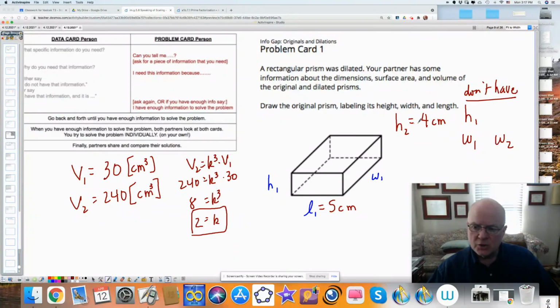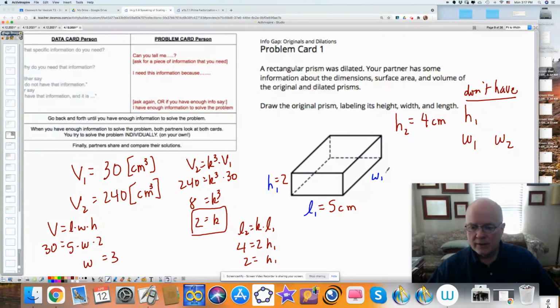We know that H2 is 4, so we can use our formula. The length 2 is equal to the k value times length 1. Our length 2 is going to be 4. Our scale factor is 2, so our H1 is going to equal 2. Now, the volume is 30. The volume is also equal to the length times the width times the height. So 30 is equal to my length, 5, times the width times the height, which is 2. So the width is equal to 3. And there we have it.